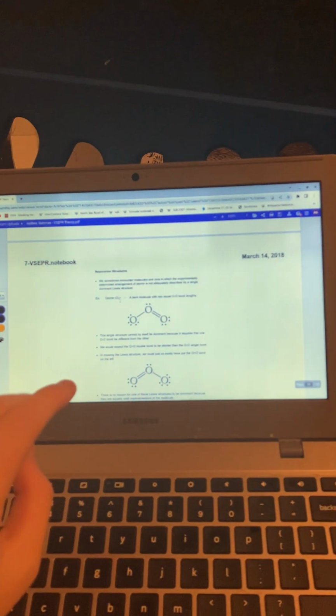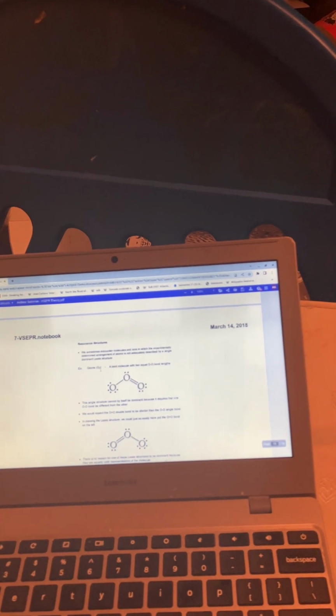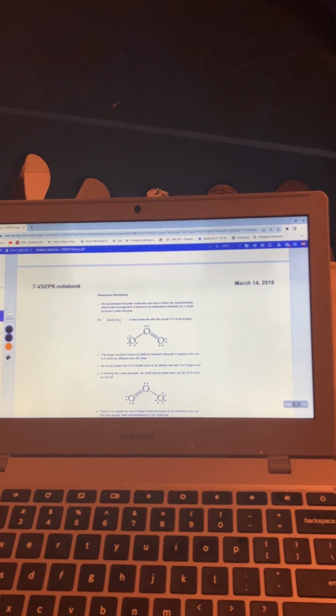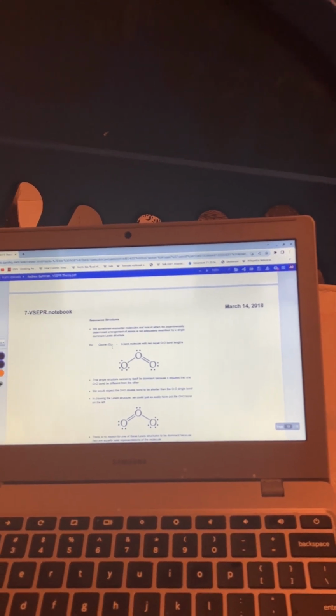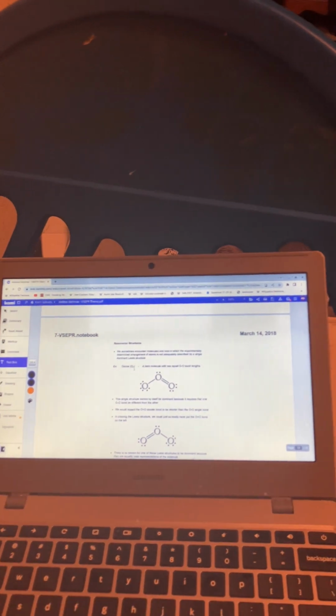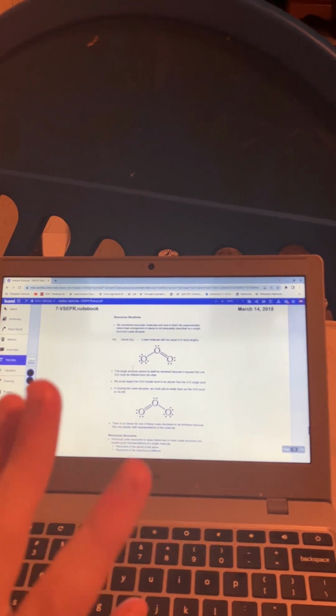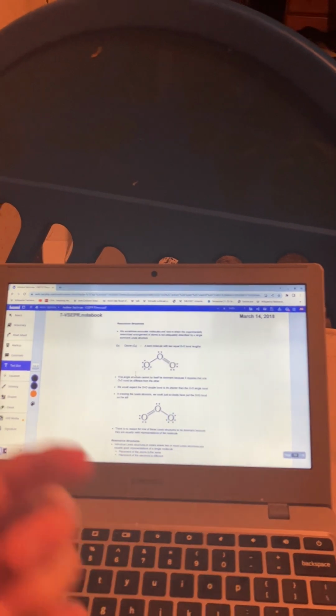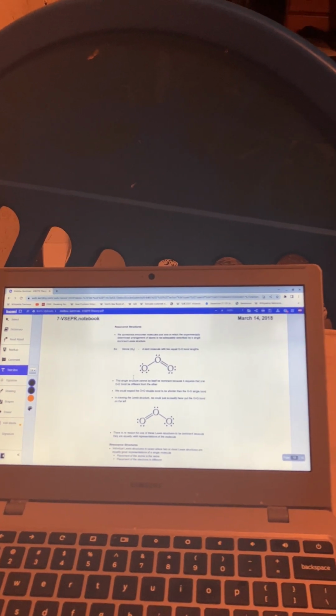So, resonance structures. We sometimes encounter molecules and ions in which the experimentally determined arrangement of atoms is not adequately described by a single dominant Lewis dot structure. Ozone is a good example of this. It's a bent molecule with 2 equal O-O bond lengths. The single structure itself cannot be dominant because it requires that one O-O bond be different from the other.